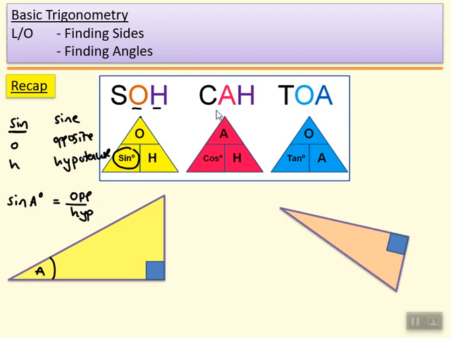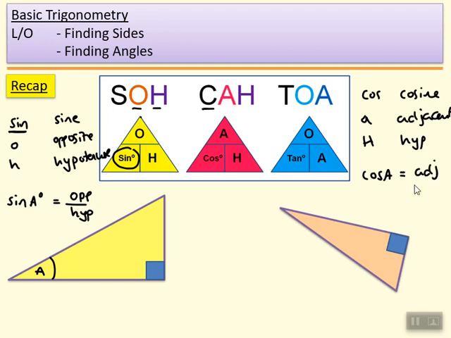Okay, so the next one, the C stands for cos or cosine. That's the actual full name for it. And the A stands for adjacent, and we'll get to that in a second as to what that means. And the H stands for hypotenuse again, so I'm just going to put HYP. So this triangle represents the following formula: cos of some angle is equal to the adjacent divided by the hypotenuse.